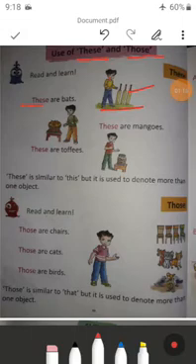In the second sentence you can see here, these are mangoes. A basket of mangoes is here. He wants to eat the mango. He can take them easily, he can eat them easily. So you can see here these is used because all mangoes are very near him.